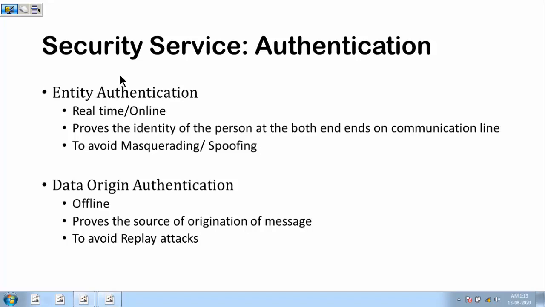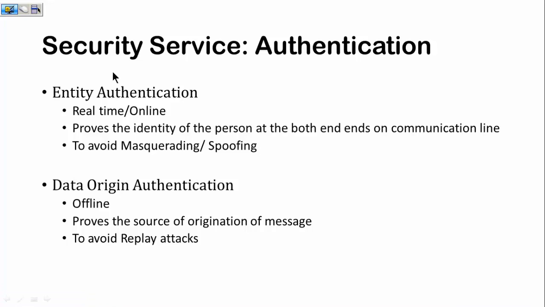It is now required that these two entities prove their identity. If Bob is sending a certain message to Alice, Alice should be sure that the message is coming from Bob. So in real time, Bob has to prove his or her identity. And in order to prove that identity, there are many mechanisms in place. For example, the challenge and response mechanism that we'll be seeing later in the course. And this is required in order to avoid masquerading and spoofing attacks, right? Because in masquerading and spoofing, what was happening? The intruder was pretending to be Bob and then sending the messages to Alice.